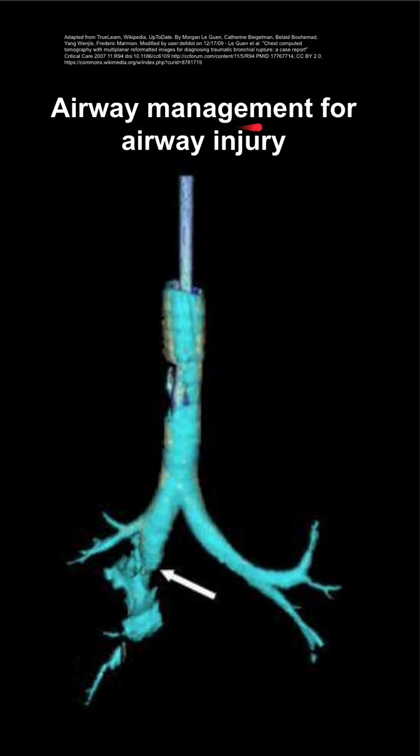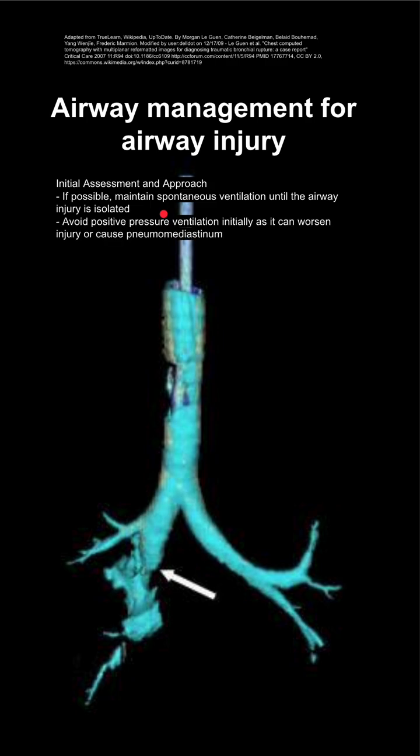Here's some notes on airway management and airway injuries. First, initial assessment and approach. If possible, maintain spontaneous ventilation until the airway injury is isolated. You want to avoid positive pressure ventilation initially, as it can worsen the injury or cause pneumomediastinum. Patient should remain awake during initial management if possible.